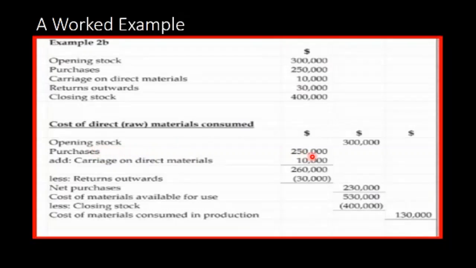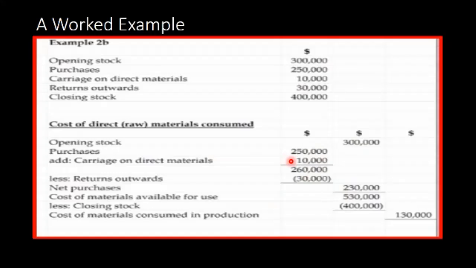Opening stock, 300,000. Purchases, 250,000. Carriage on the raw material, 10,000. Now, if this looks familiar, it is because you did the same thing in the income statement of a retailer, right? Their trading account is made up the same way, okay? And the carriage must be added on to the purchases.